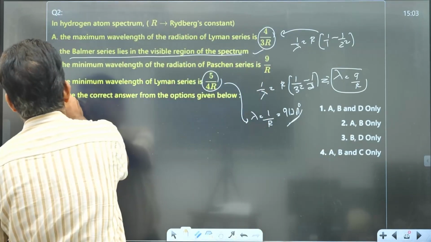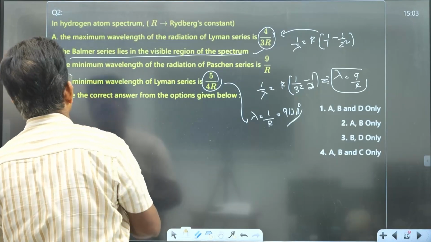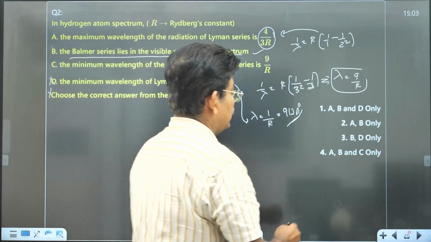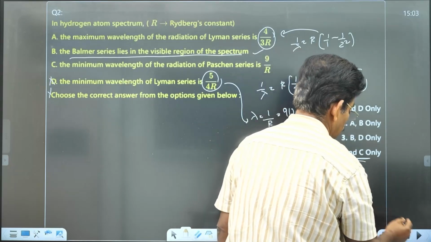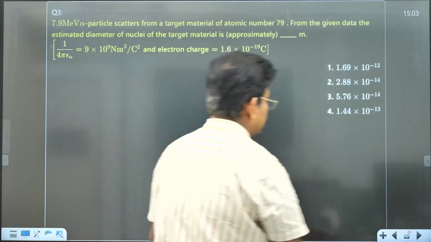So what options are correct? A correct, B correct, sorry, D is wrong. A correct, B correct, C correct. So this is the one. Fourth one is correct. Okay. We go to the next one. This is the explanation I gave you in an easy manner.